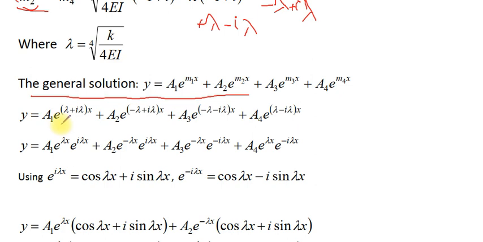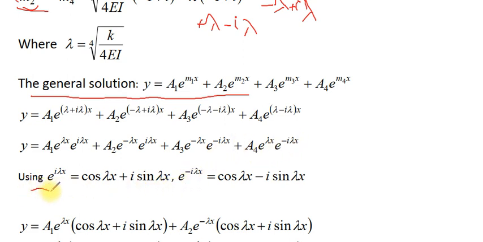We can write e to the lambda plus i lambda in another form, like this: e to the lambda x multiplied by e to the i lambda x. It is the same, and the other terms are similar: e to the minus lambda x multiplied by e to the i lambda x, plus a3 e to the minus lambda x e to the minus i lambda x, and plus a4 e to the lambda x e to the minus i lambda x.